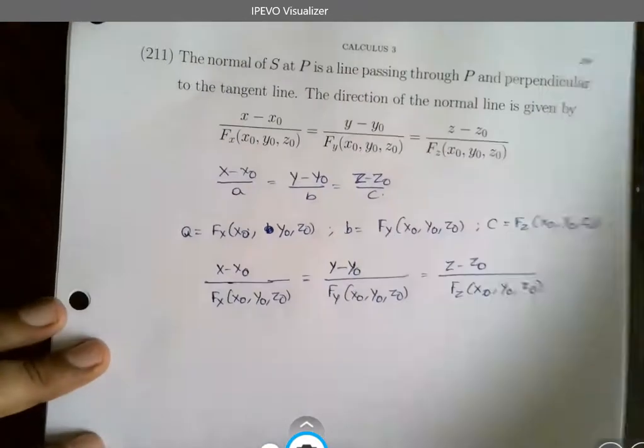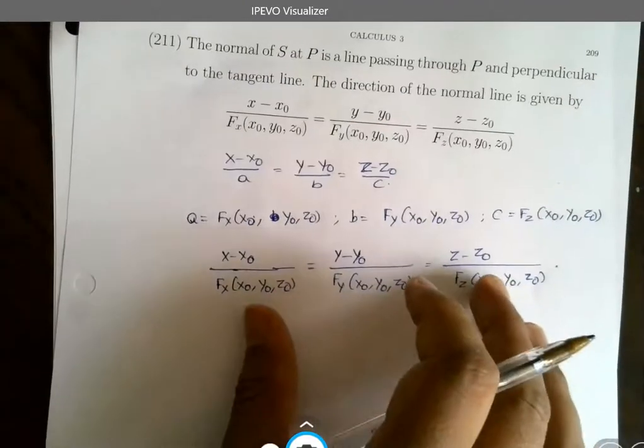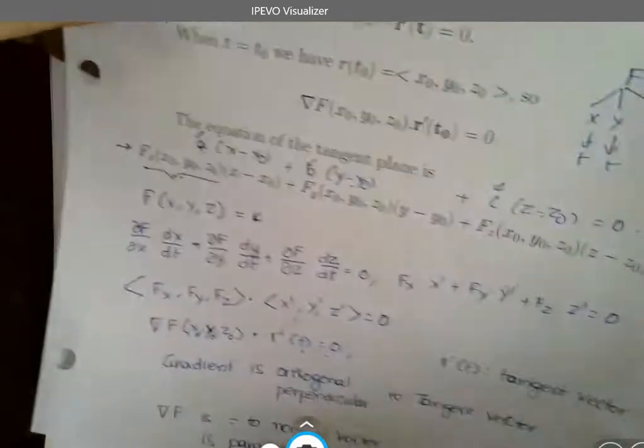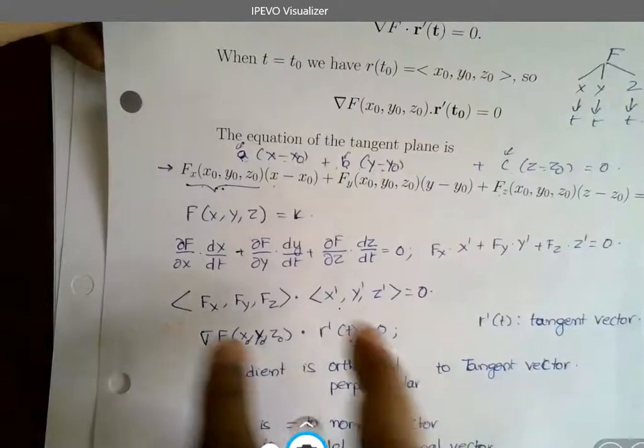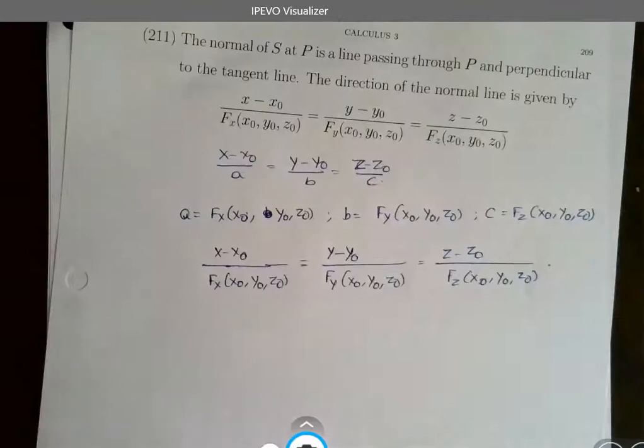That's the equation of the normal line. Sorry, the previous one was not the equation of the normal line; the direction of the normal line is given by that. And the equation of the tangent plane is given by that. Okay, and that's what I was trying to say.